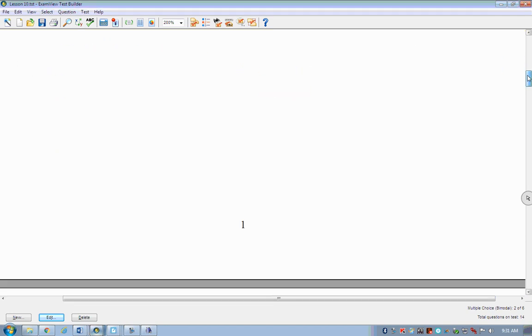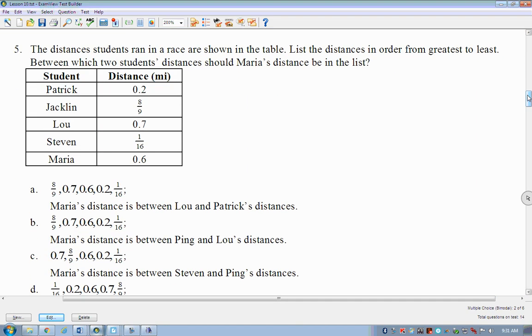Okay, let's come down here. They give me a chart. The distances students ran in a race are shown in the table. List the distances in order from, notice this, and this is where reading the question is important. Even though the last several questions have been least to greatest, this one is greatest to least. Between which two students' distances should Maria's distance be in this list?